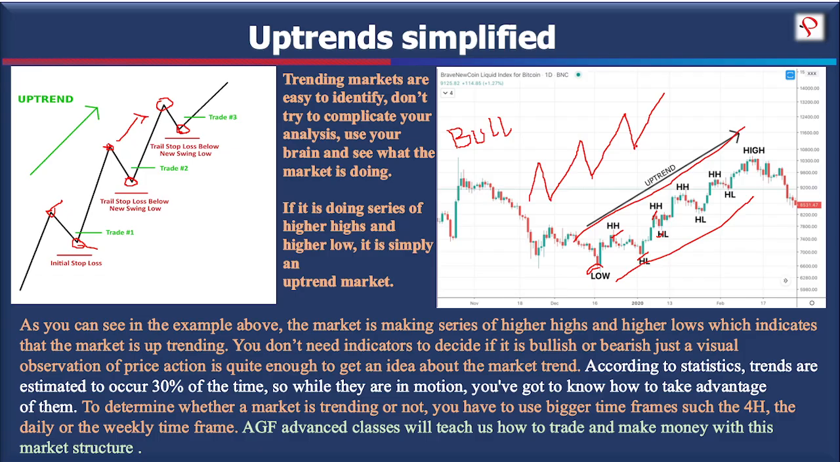According to statistics, trends are estimated to occur 30% of the time. So while they are in motion, you've got to know how to take advantage of them. To determine whether a market is trending or not, you have to use bigger time frames. When you hear the word bigger time frame, we're talking about higher time frames ranging from the weekly.